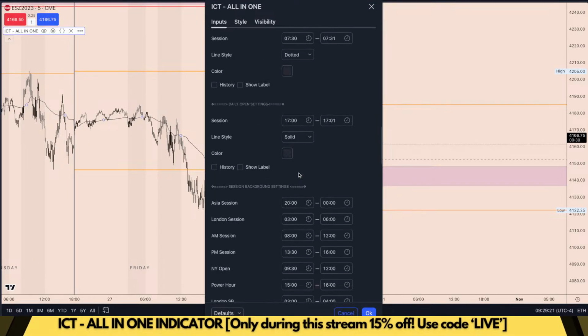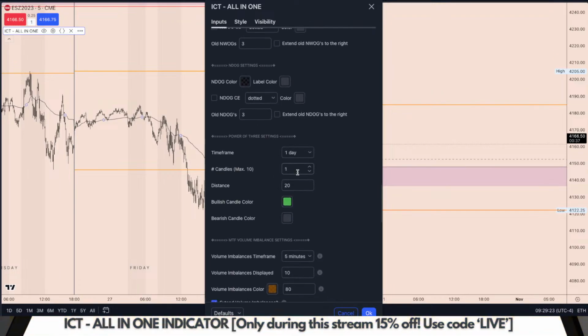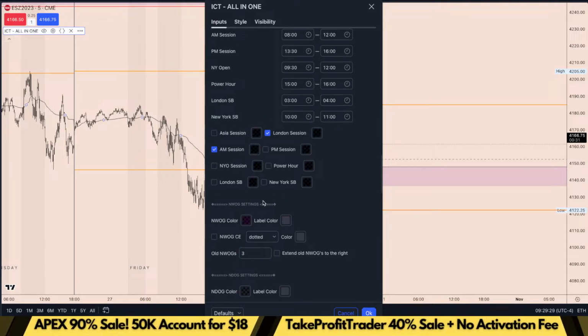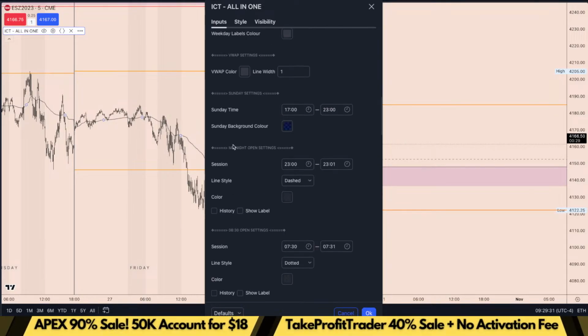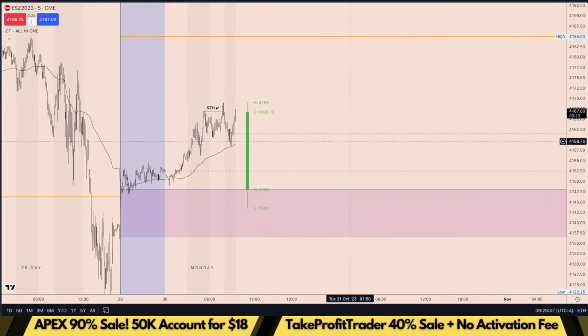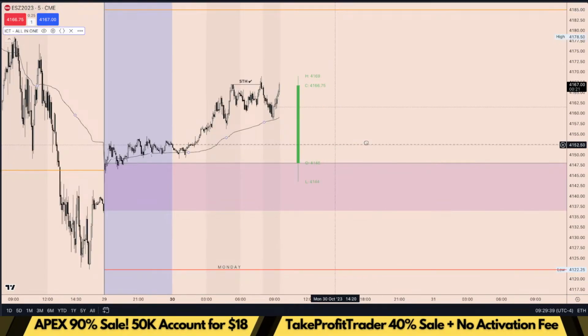You can modify that in the settings below here. You can choose up to 10 candles and select the time frame. That's how I like to have it. I'm gonna leave the settings like this, which shows the midnight, 8:30, and the daily opening. So we already have that on our chart. No need to draw all that in.